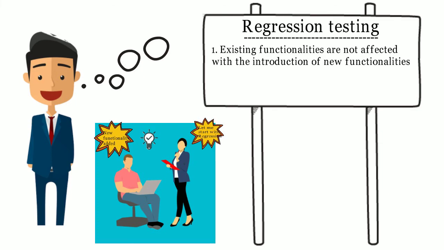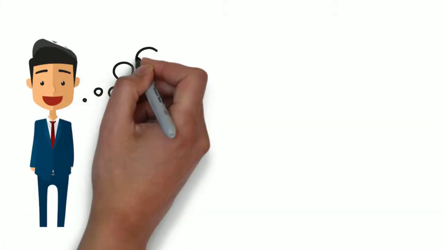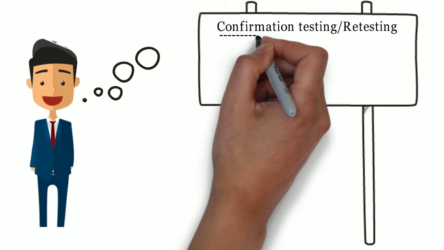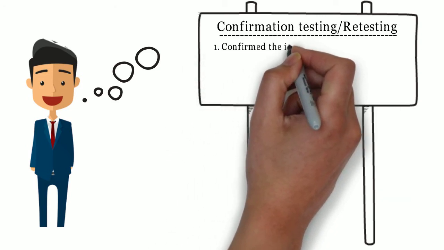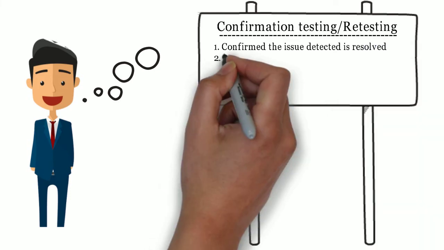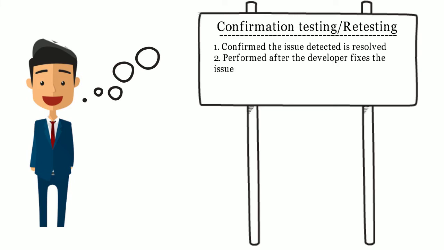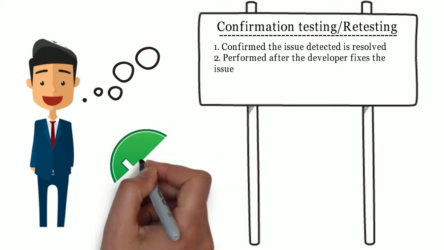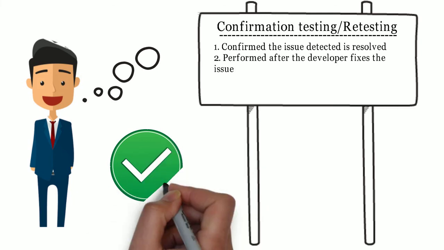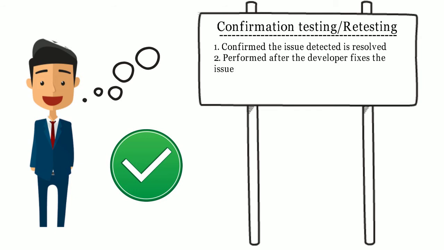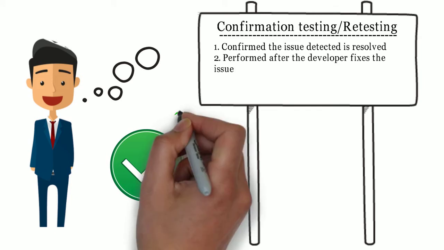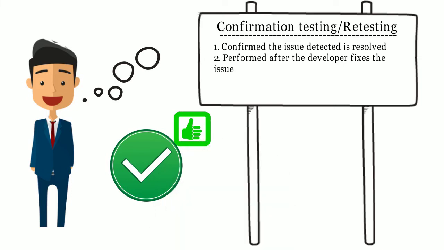Okay, so far we have seen black box testing, white box testing and regression testing. So let's move to the next one, confirmation testing or retesting. Confirmation testing is performed to ensure the issue detected is resolved. This is performed after the developer fixes the issue. In our example of the online shopping website project, for the newly implemented sorting functionality, the tester finds an issue and logs it. The developer fixes that and gives it back to the tester. The tester tests it and confirms that the issue is resolved, and this is called confirmation testing. Another name for confirmation testing is retesting, which means testing the functionality again.